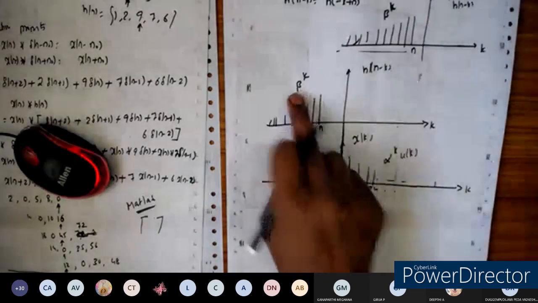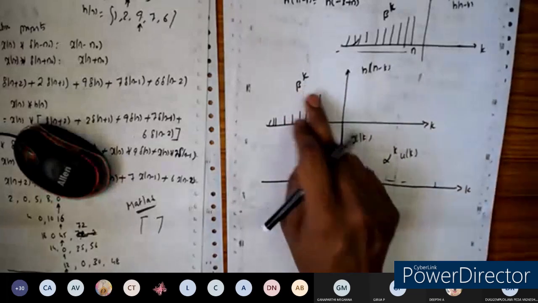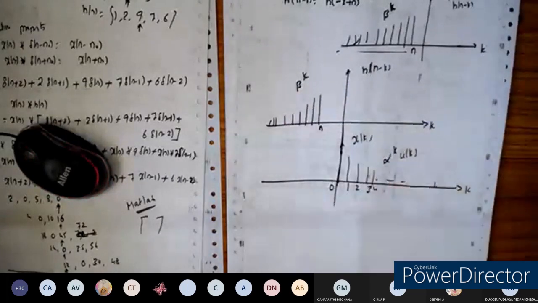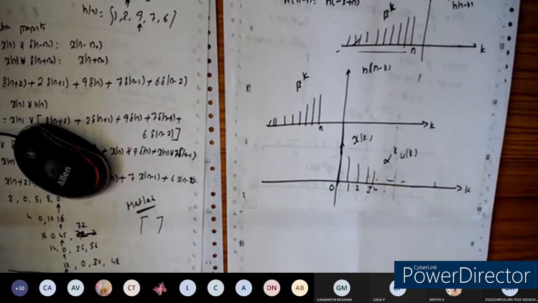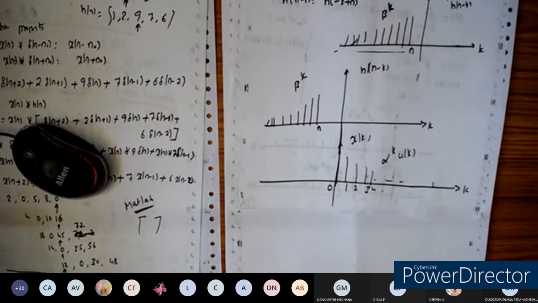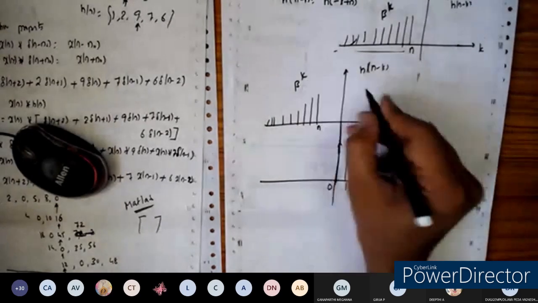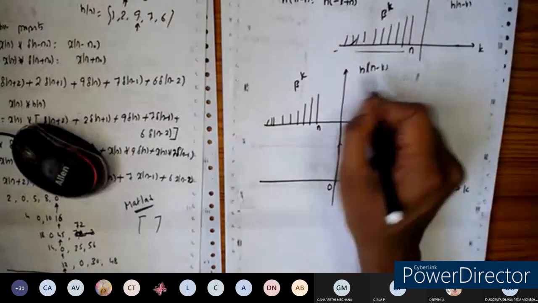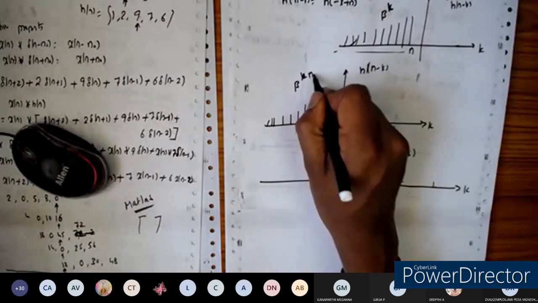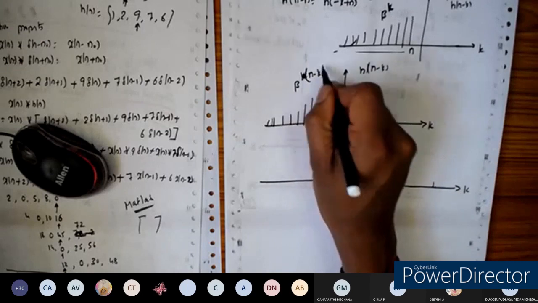This is beta to the power of k into u of k. This is beta to the power of k, and this is alpha to the power of k here. Done. Okay, so here we have shifted the sequence, so it is h of n minus k. We can write this one as beta to the power of n minus k.